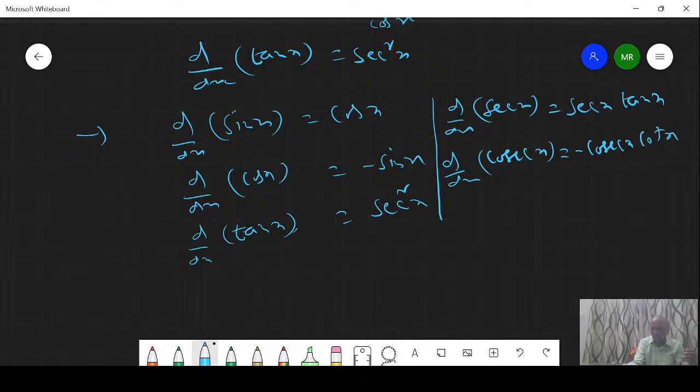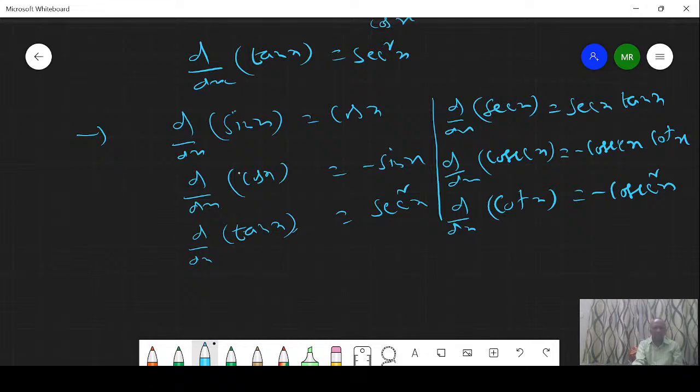Minus cosecant x cot x. d by dx of, I have written sin, cos, tan, secant, cosecant, cot x: minus cosecant square x.